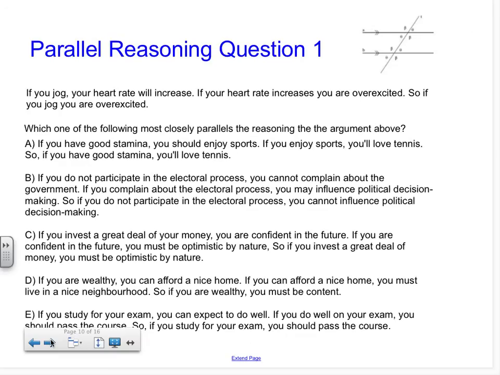Please take a moment to read through parallel reasoning question 1. Press pause, and when you are ready to continue, press play. And we will continue.